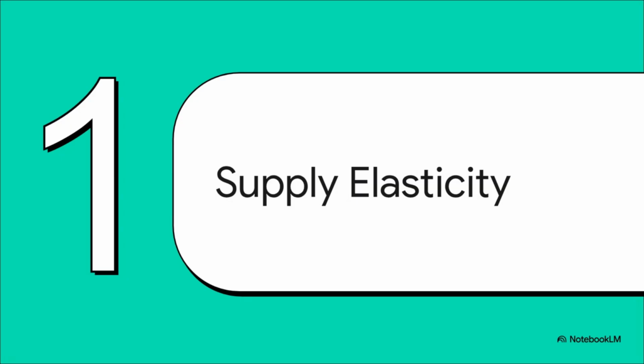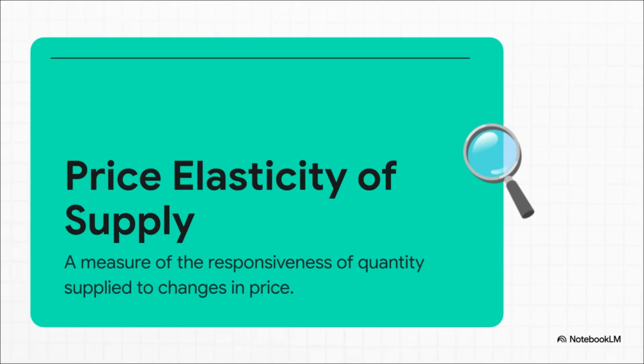Well, the answer to our little puzzle all comes down to a core economic concept, one that explains exactly how producers react when the market changes. Let's dive in and break it down. Okay, so the big phrase here is price elasticity of supply, or just PES for short. And yeah, that sounds kind of textbooky, but don't worry, it really just boils down to one simple question.